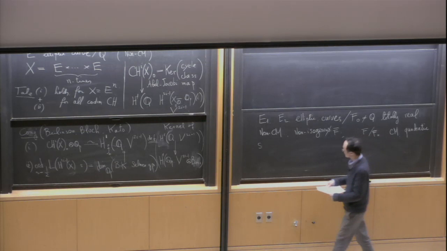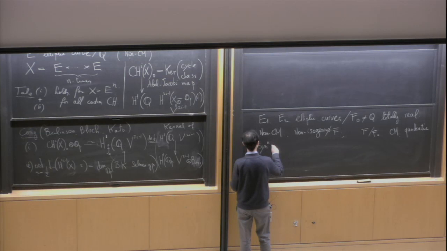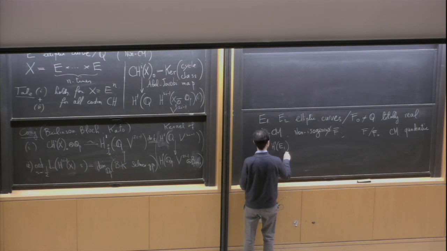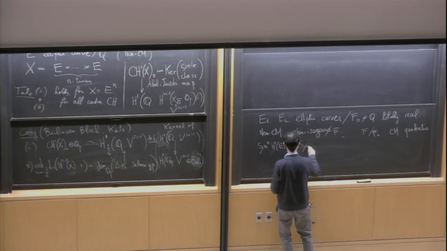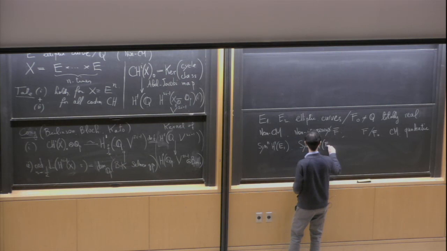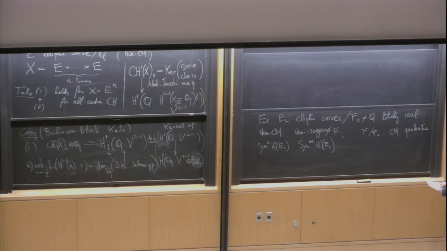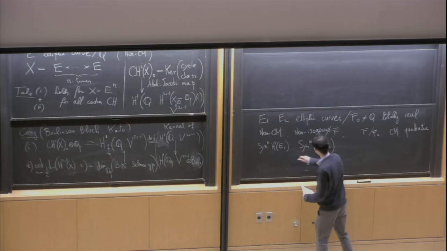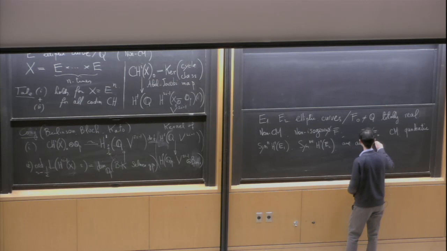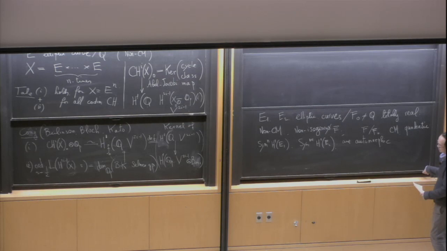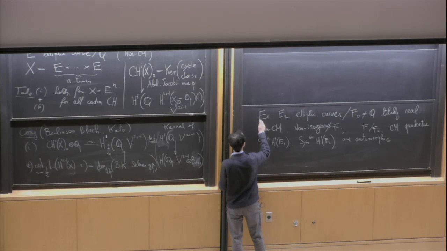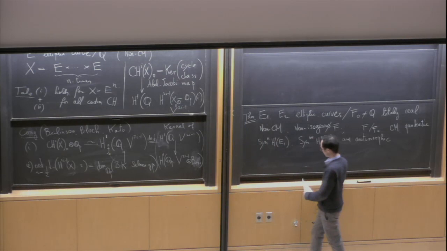So suppose the symmetric nth power of H1 of E1, and the symmetric power n plus 1 of H1 of E2, suppose both are automorphic, namely they are actually attached to automorphic representations. Then the theorem. So with those hypotheses, the theorem is that.